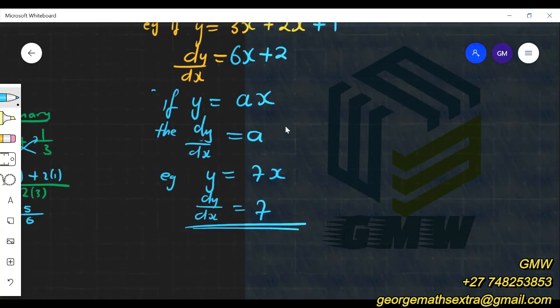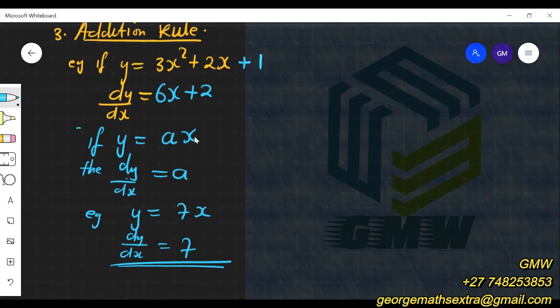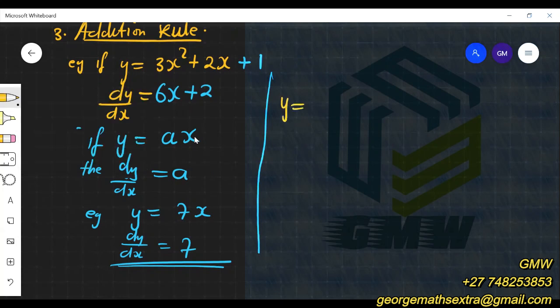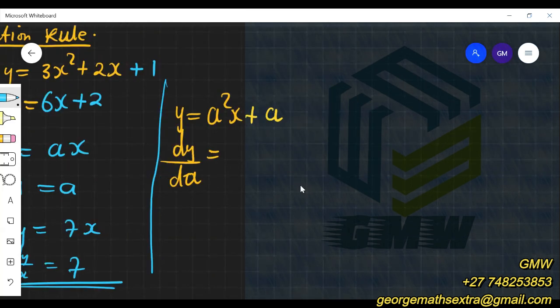Now, to check before we go to the exam type questions, something funny. If I give you now y is equal to a squared x plus a, then I ask for dy/da. What do you think will be the answer? It's 2ax, then plus 1, the coefficient here.